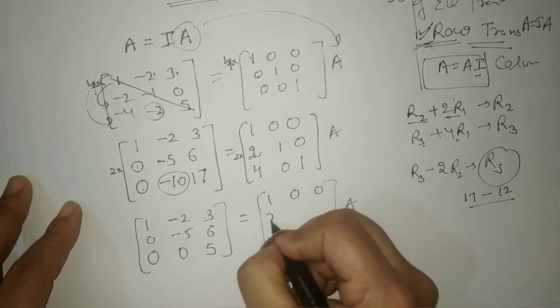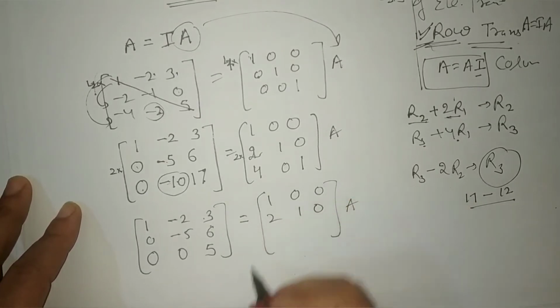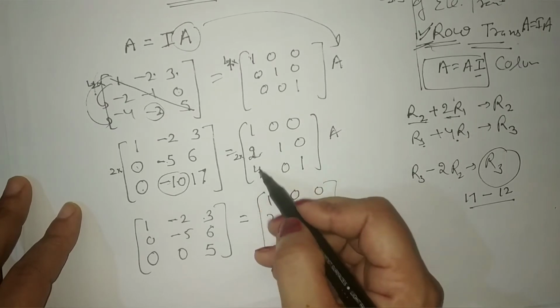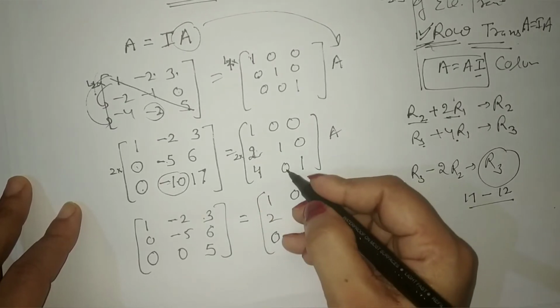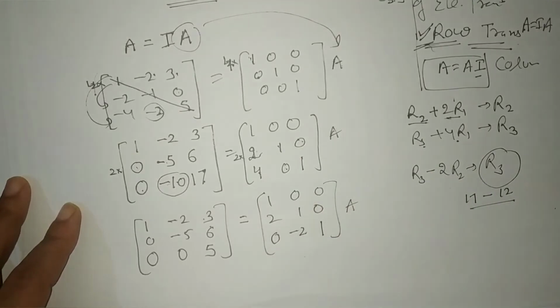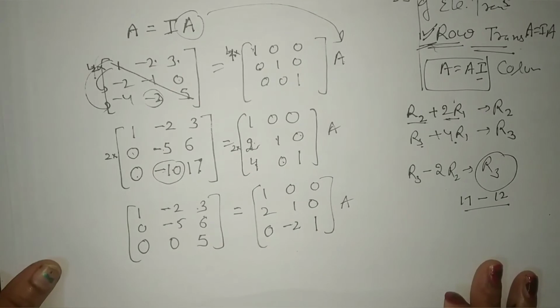On the other hand, we also have to perform the same operation. Multiply the second row by 2 and subtract from this. So 4 minus 4 is 0. 0 minus 2 is minus 2. 1 minus 0 is 1. So we obtain this matrix.